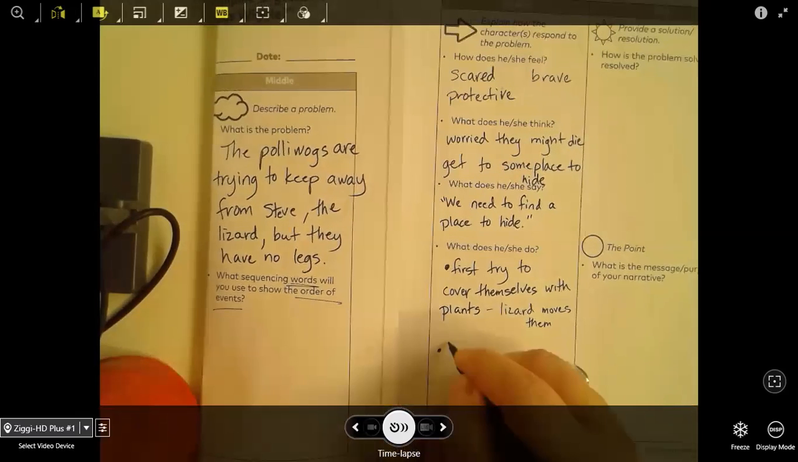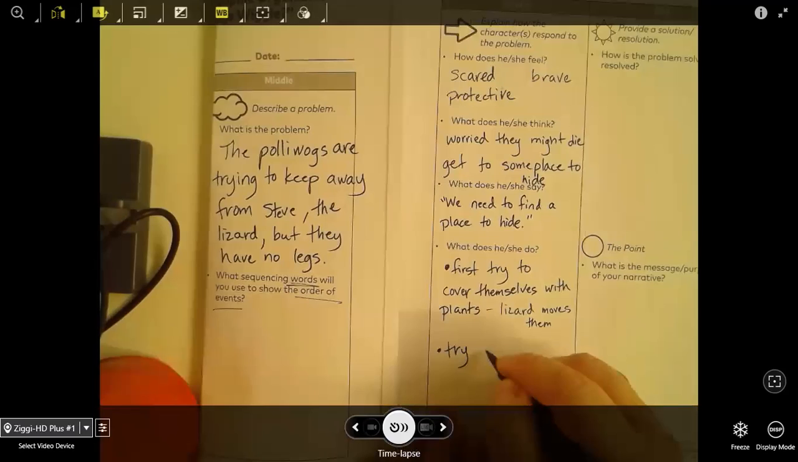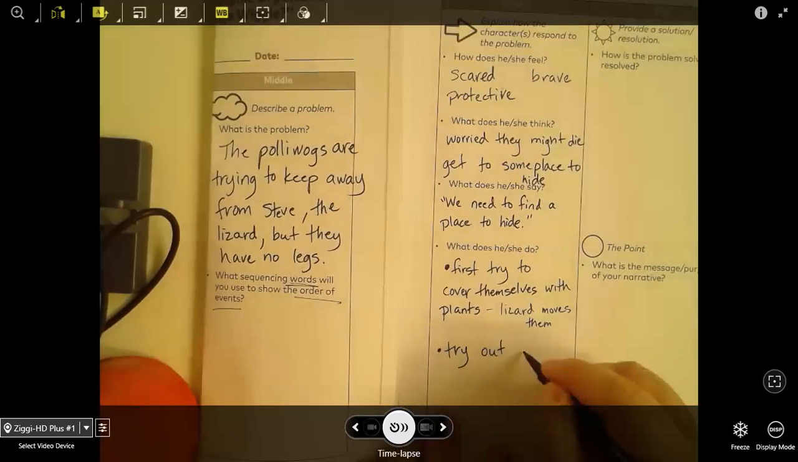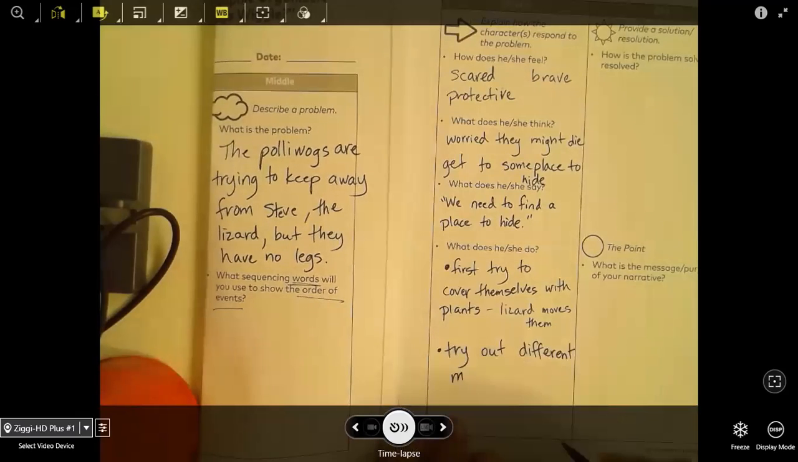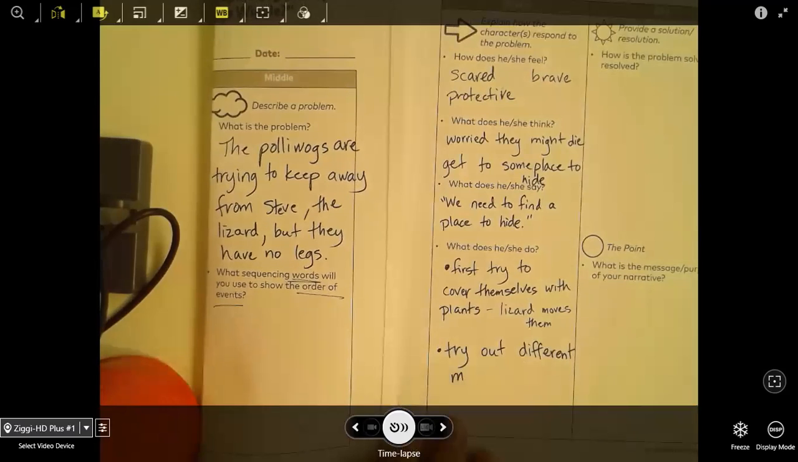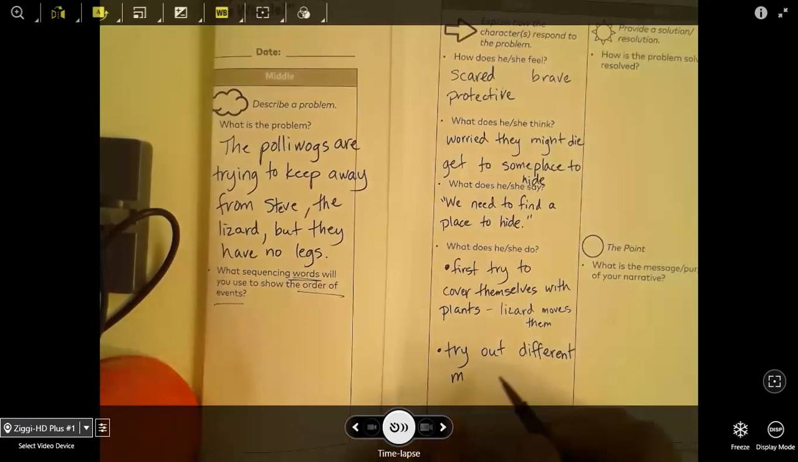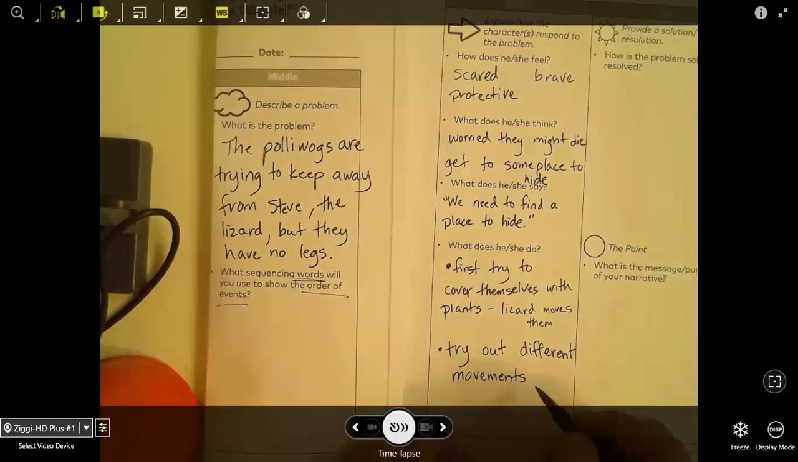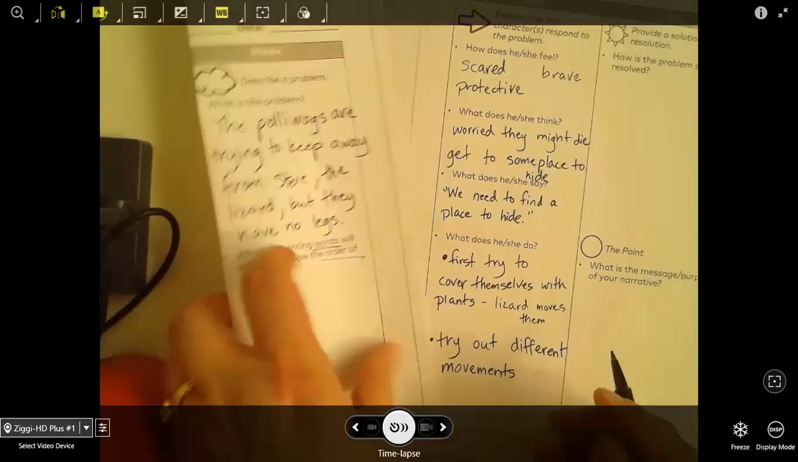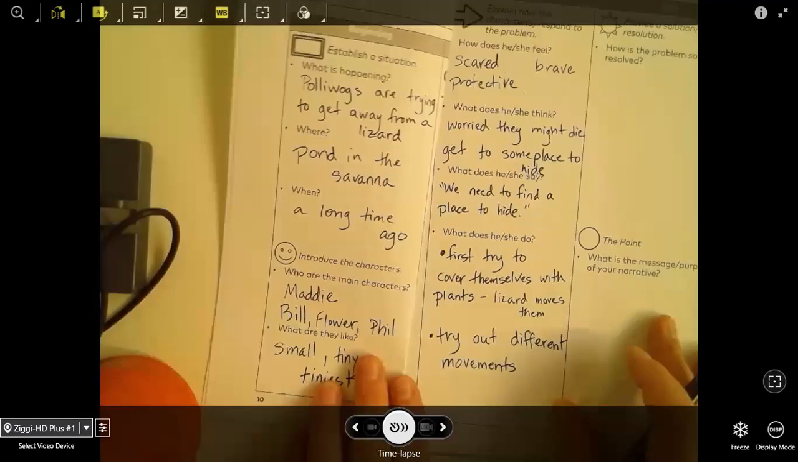How about they try out different jogging? In this case meant like we did that polywogs yesterday or 2 days ago when they move around. Try out different movements. Oh, okay. Try out different movements.